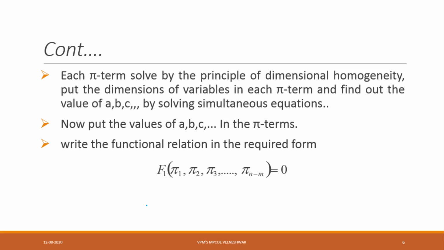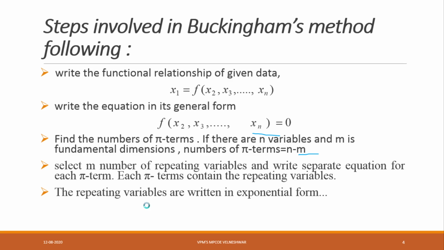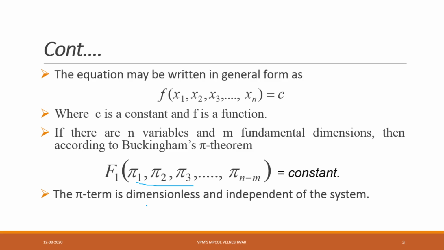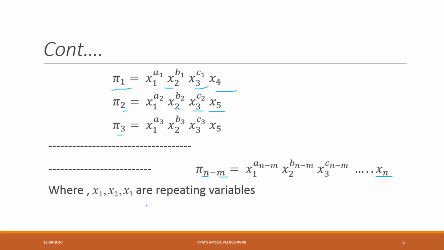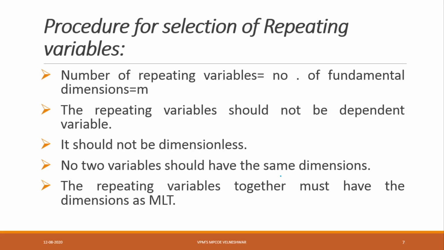Now put the values of a, b, c in the pi term. Suppose pi 1 is there, put the values in pi 1. See here how we have to write the function: F of pi 1, pi 2, pi 3. In this form we have to write it. Find each separately and write in this equation. This is f1 of pi 1, pi 2, pi 3 and so on, up to pi n minus m, is equal to 0.